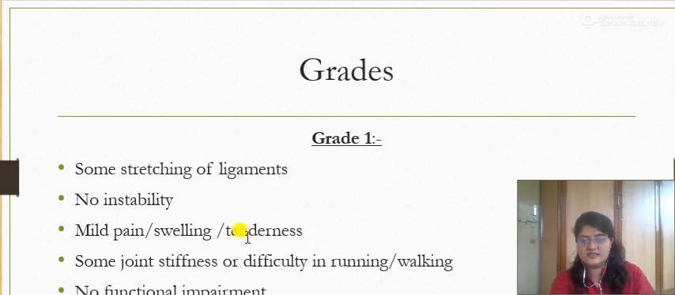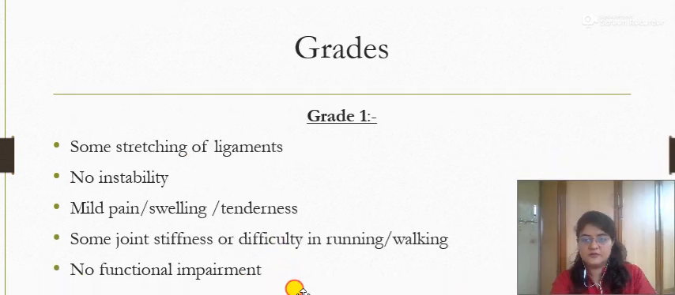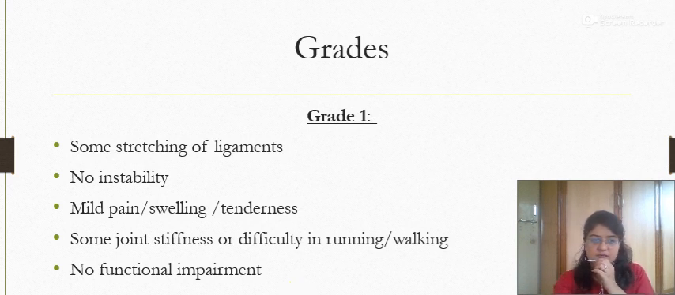Coming on to the grades, there are three grades for the ligament injury. This is grade 1. Here some fibers of the ligament are stretched. There is no instability at the ankle joint. The patient can walk properly and run with some difficulty, and mild pain, tenderness and swelling are positive, and there is no functional impairment.